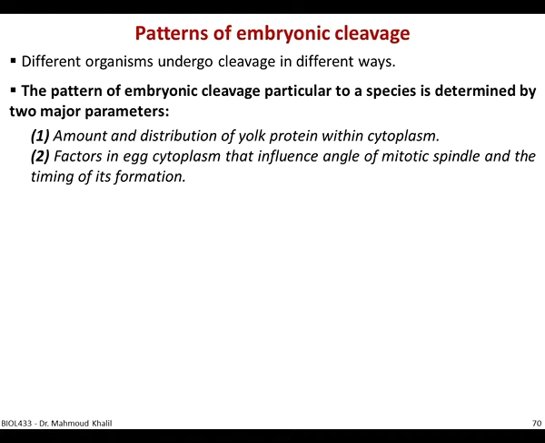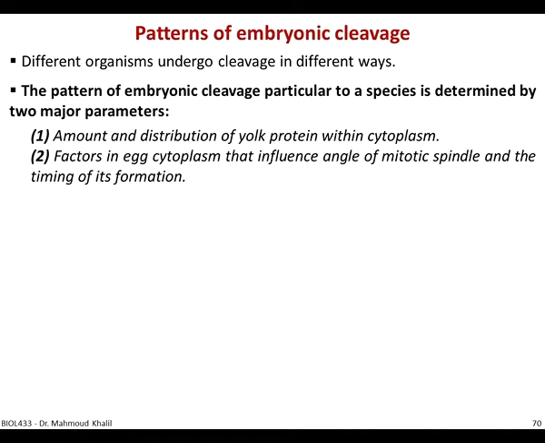So basically, different groups of organisms undergo cleavage in different ways. There are two major parameters that determine the pattern of cleavage of the organism or the species. The first is the amount and distribution of the yolk, which exists inside the cytoplasm. Yolk is the nutritive material which gives the energy needed during the early process of development of the embryo.